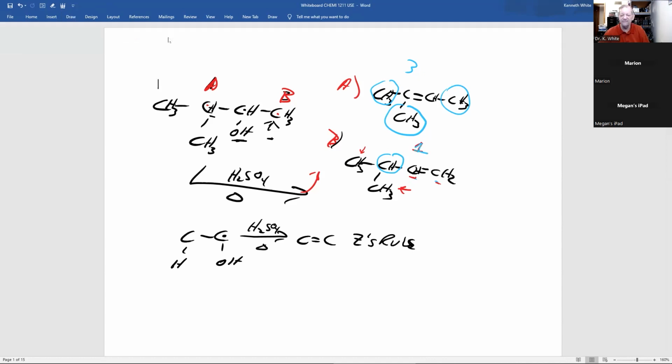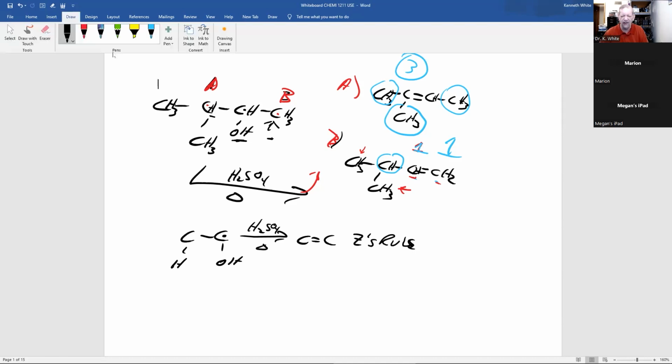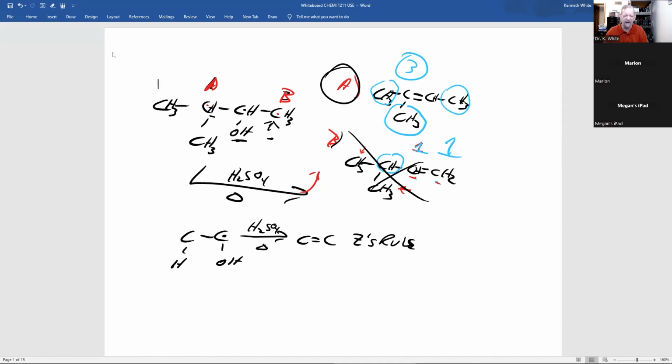And now you have to use your high-level math skills. Isn't the math hard in my class? Which is the larger number, 3 or 1? And hopefully I'll pick 3. Therefore, the correct answer for this problem following Zaitsev's rule is A.